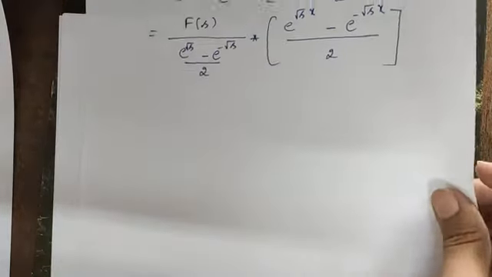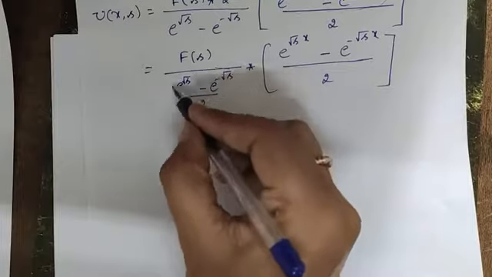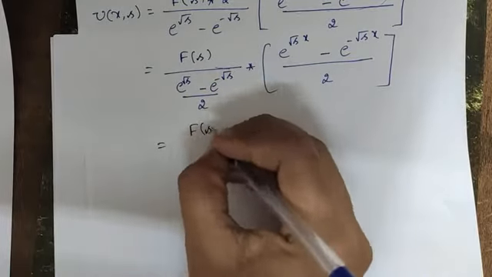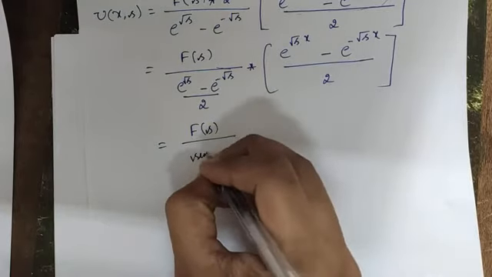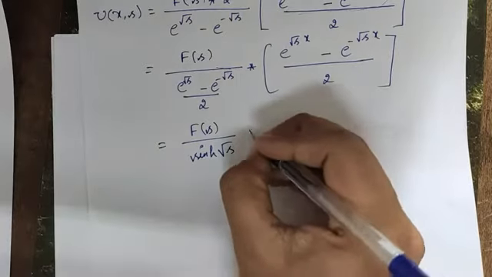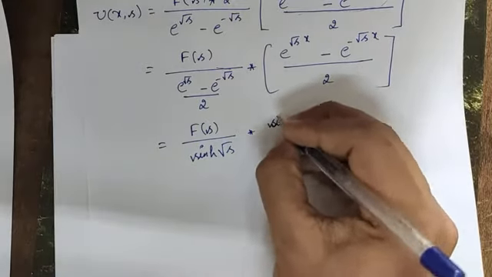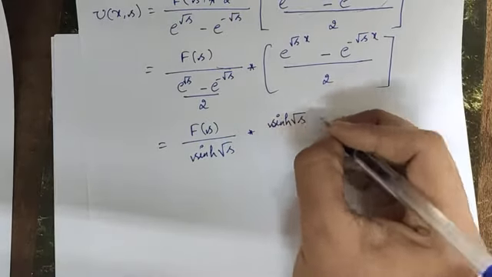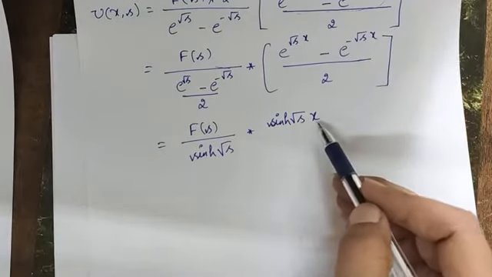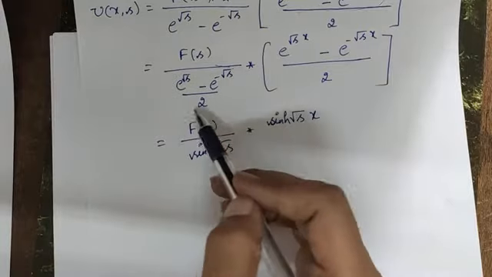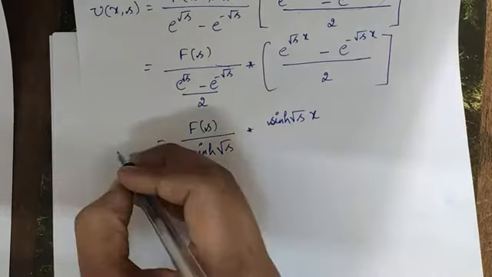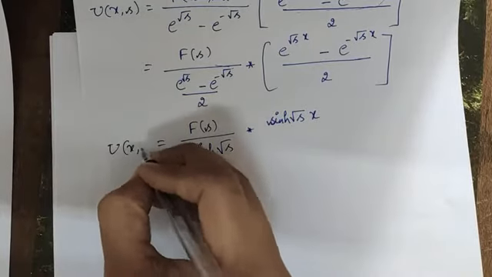Using hyperbolic functions, how can I express this term? F(s) by sinh root s, into sinh root s x. You can express this term as sinh root s x, and this term as sinh root s. So now you have the value of u(x, s).